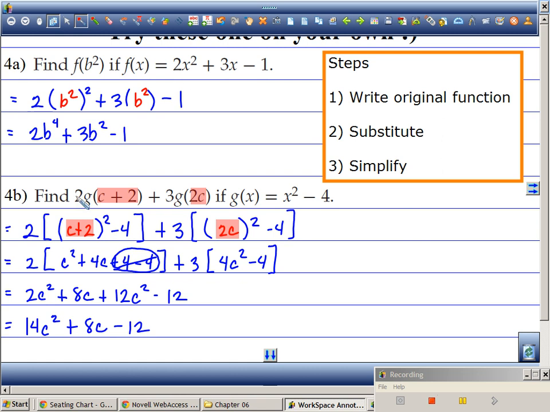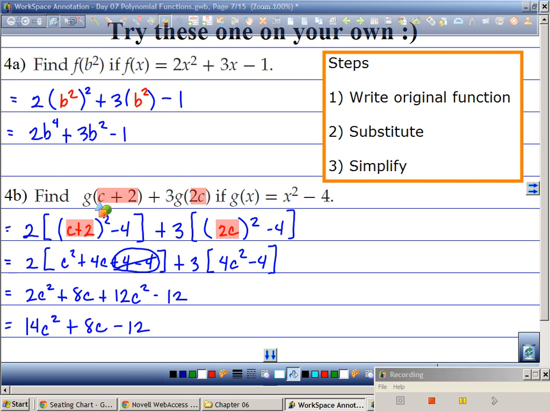Just like, because it tells me I have, you have to work from the inside in. It's like saying g, the function of g when x is c plus 2. Do you see how that matches that? No? You're working from the inside out.